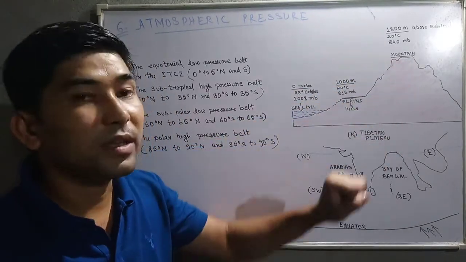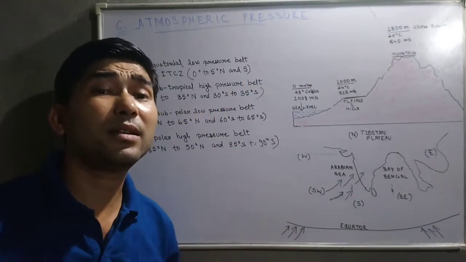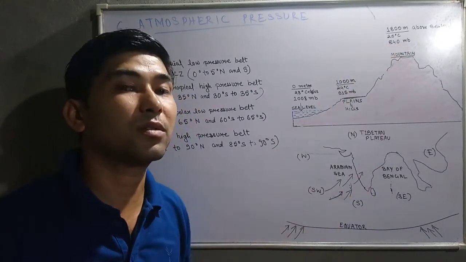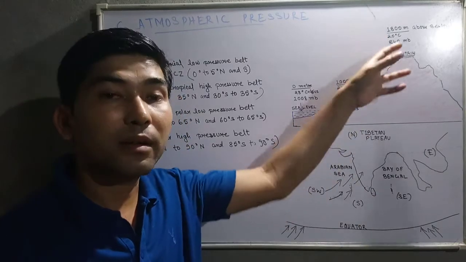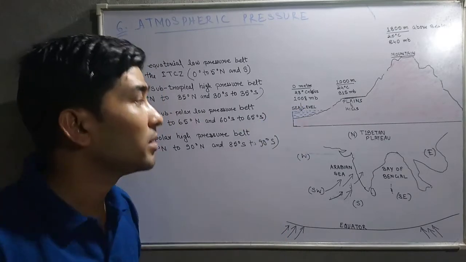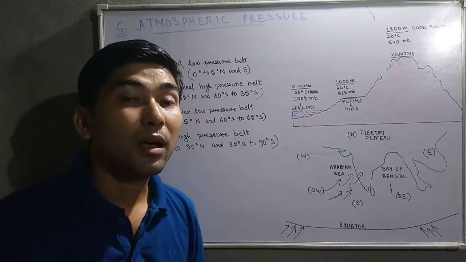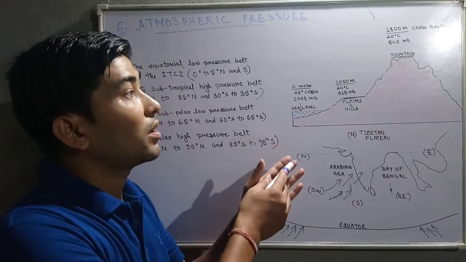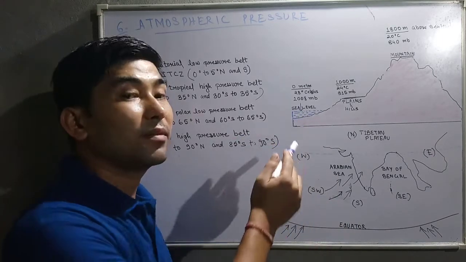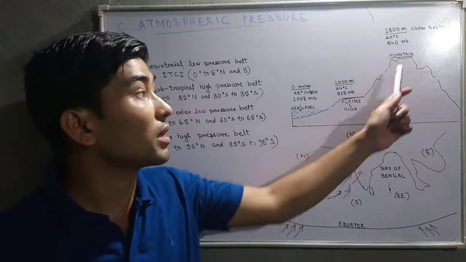Above it, the mountains were there. It is 1800 meter above sea level, and the temperature slightly decreases here, that is 20 degrees Celsius and 840 MB, and the atmospheric pressure also decreases. Why? Because the air here is less dense. The denser air you will get near the sea level. So this is to make you understand where the air pressure will be more. Wherever the sea level is, just near the seas and oceans. And wherever the atmospheric pressure will be less, that is in the mountains.